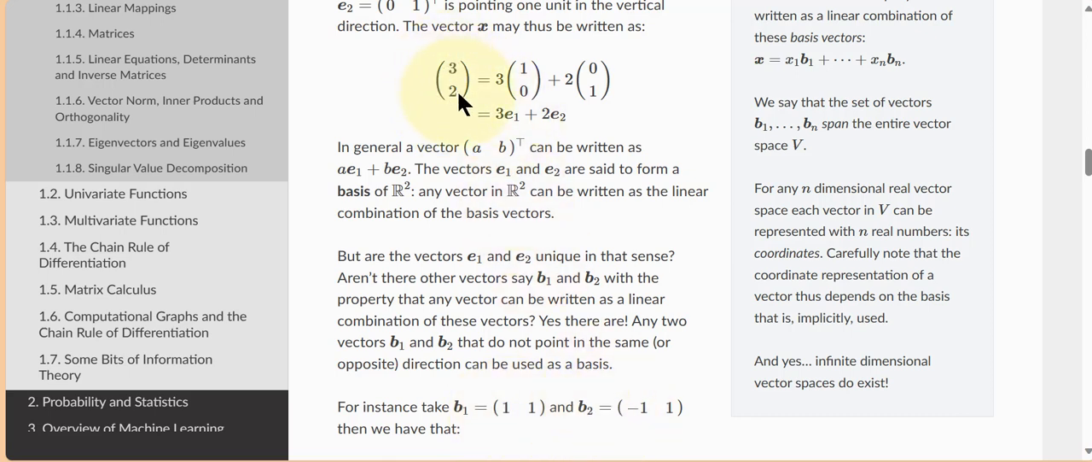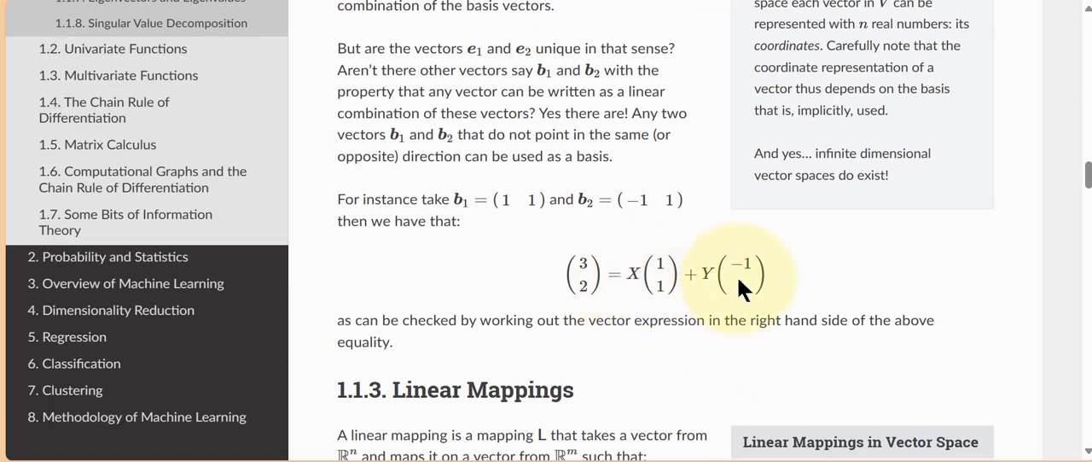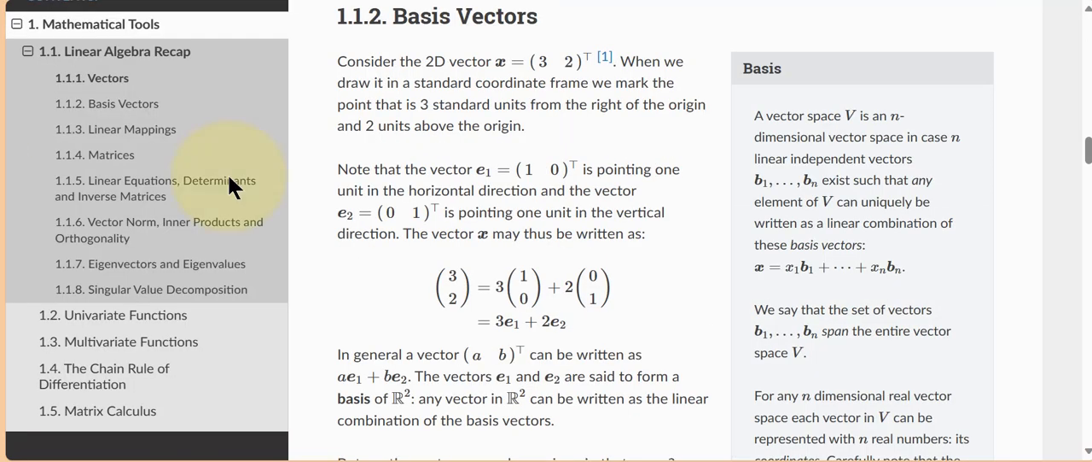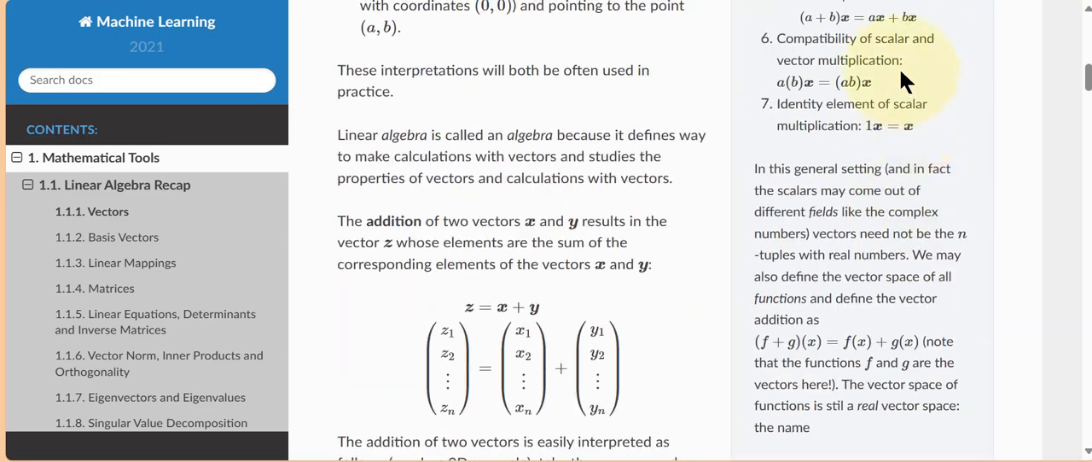Can I write 3, 2 as a combination of these two? So we're saying this, and can we find an x and a y? And it will work out. You can do it. That is, you can find an x and a y, which will give us a solution to this equation. We can call this an equation because there's an equal sign there. So this concept is about what we call basis vectors, and more generally, remember over here, I guess what they're doing is the more general scenario.